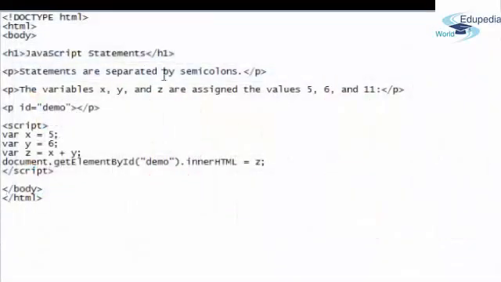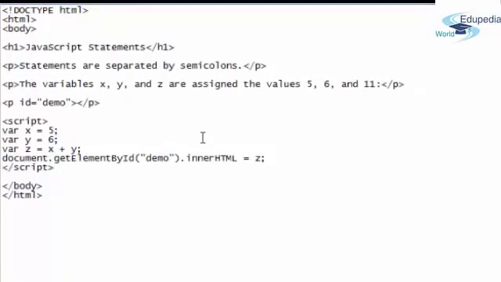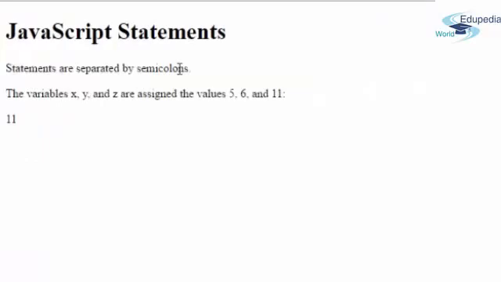Please take a good look at the code. If you have any syntax error, please fix it. If your program is not working just by copying what I have copied, please check again. Check the screen again. Statements are separated by semicolons. The variables x, y, and z are assigned the values of 5, 6, and 11. And the answer is this statement is assigned a value of z. That's basically what it means.